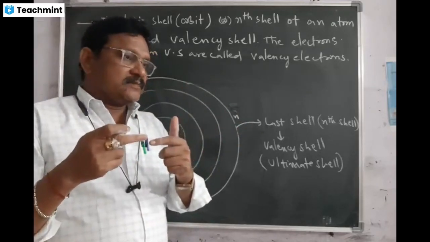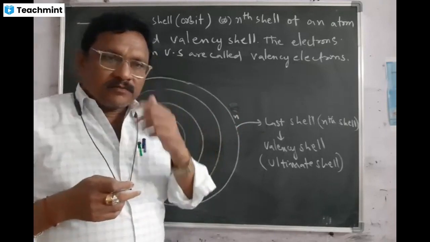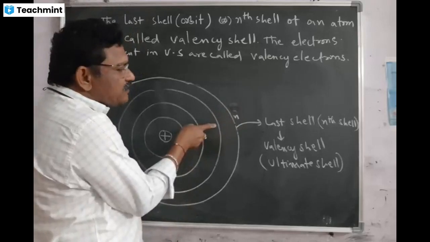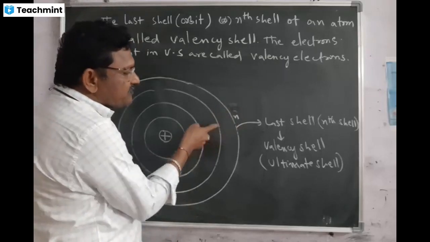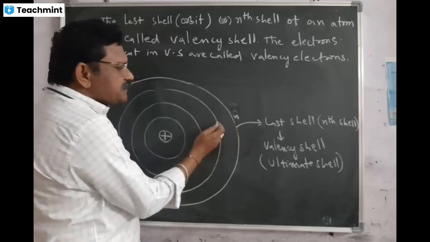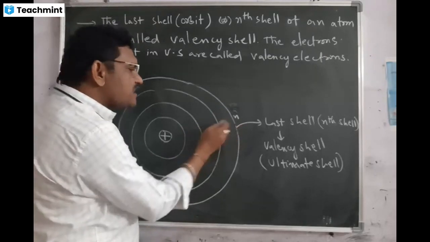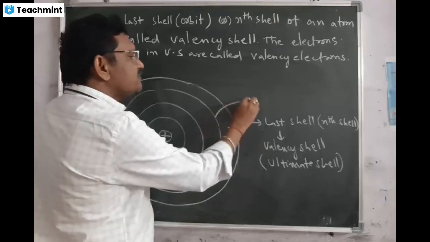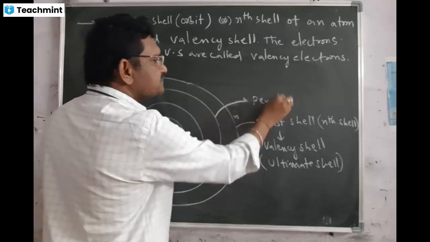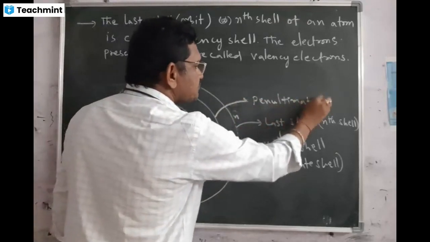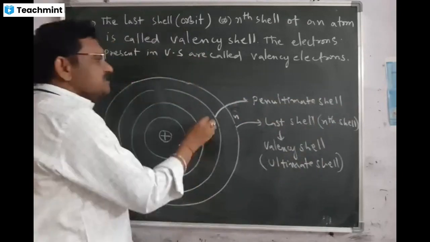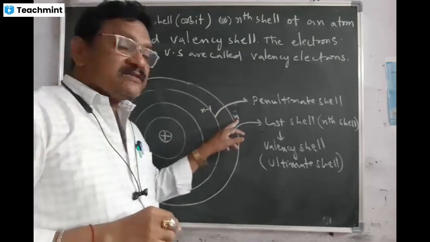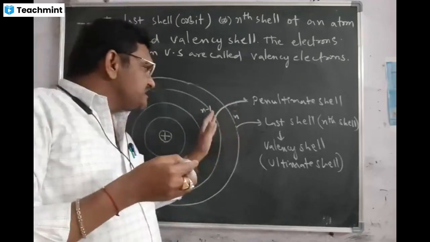Okay, when you understand valence cell, then next you can understand penultimate cell. What is penultimate cell? Penultimate cell means the cell before valence cell, or the cell which is next to valence cell. The cell before valence cell is called penultimate cell. So penultimate cell means the n minus 1 cell. Why? Because the last cell is the nth cell, so before the nth cell means n minus 1.